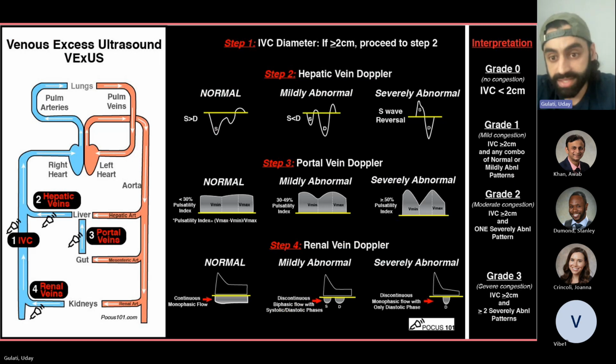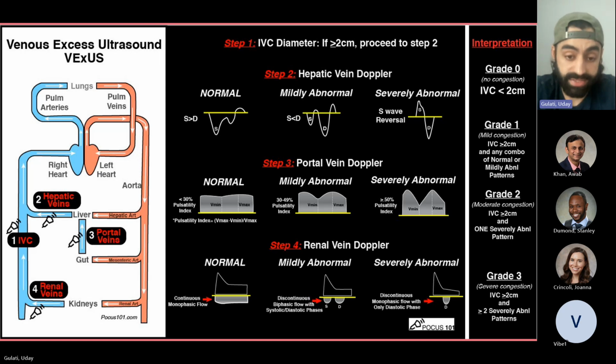In the way that they did the studies, which I do think is going to change down the line, they only followed through with the hepatic vein, portal vein, and renal vein evaluation in patients who had an IVC diameter greater than 2. So they selected patients who showed signs of congestion. If the IVC diameter is less than 2, it's by definition grade 0.